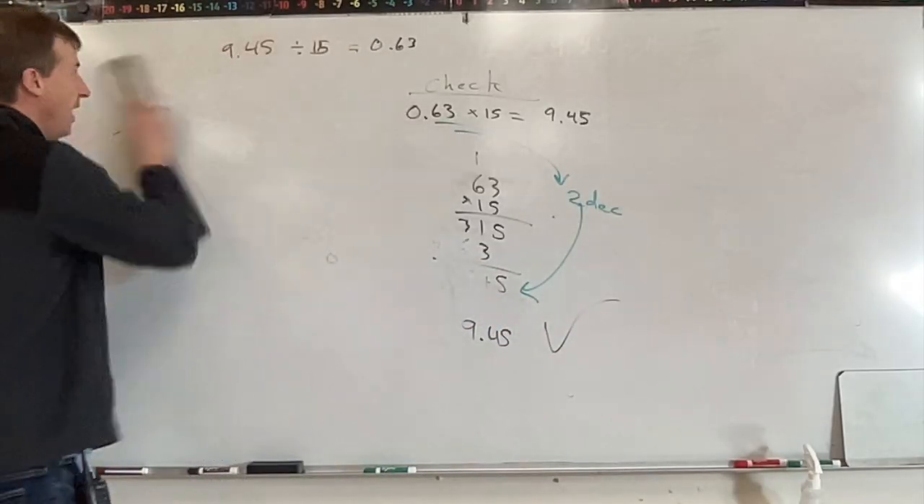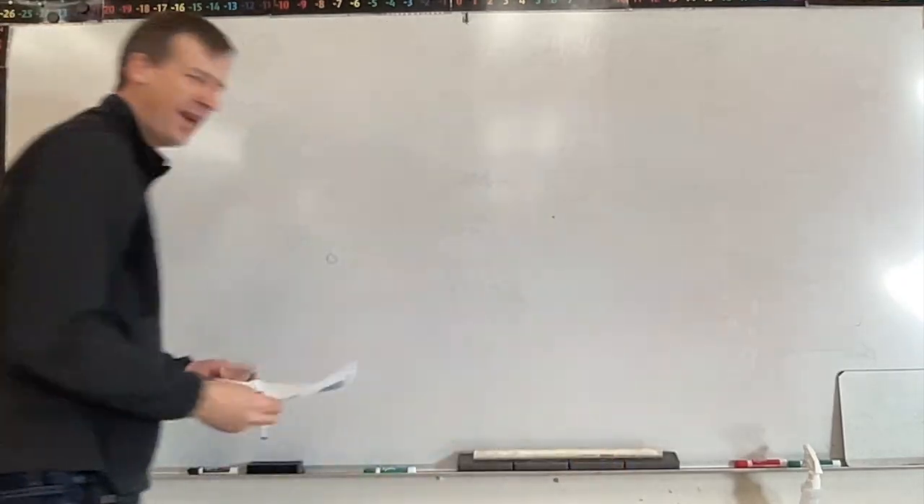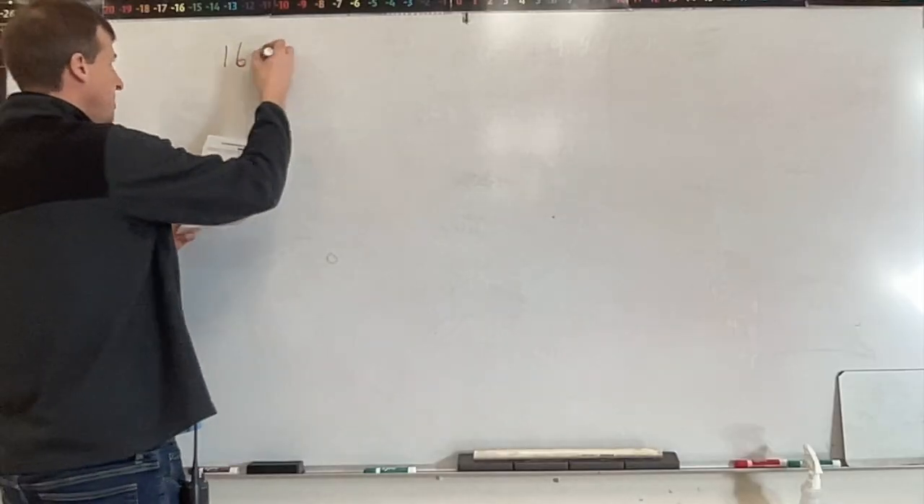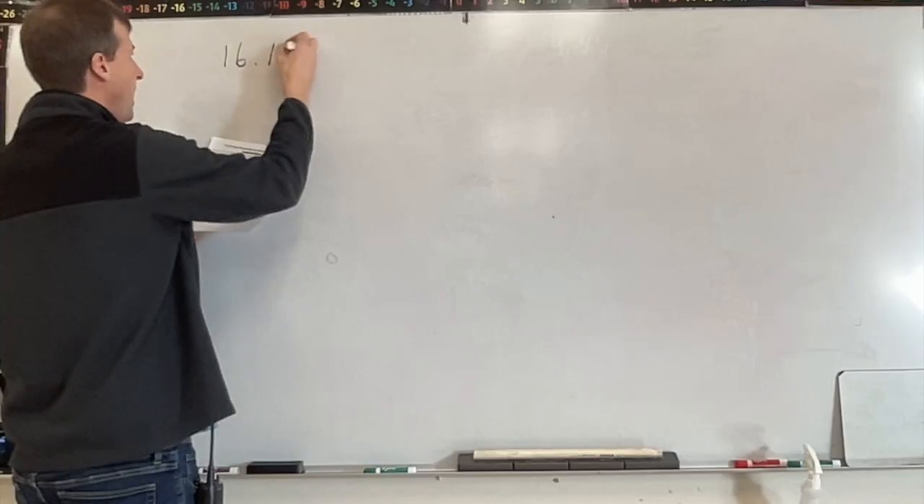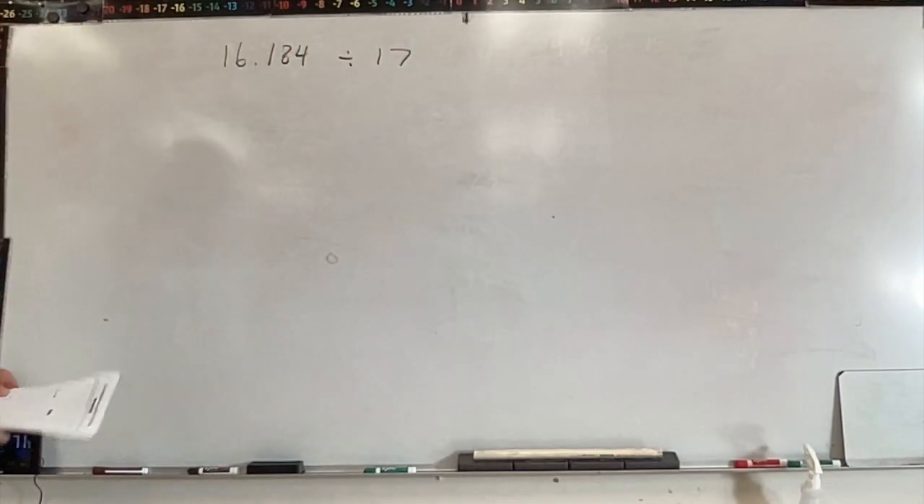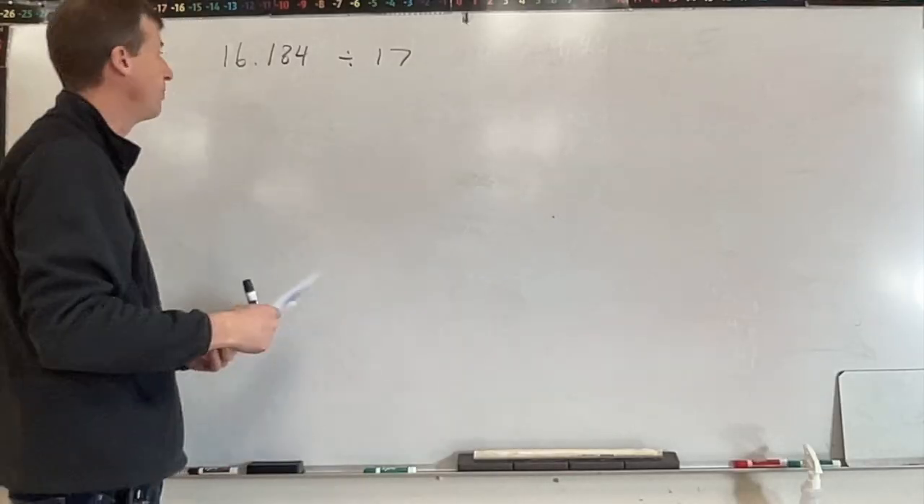Some of your papers might have the wrong number on there because I corrected it later. We're not going to have any remainders on these. So if your paper's wrong, just fix it. It should say 16.184 divided by 17. Some of you have a 6 there. Put a 4 there if it's not. Otherwise, you get a remainder. We're not going to do remainders with decimals.